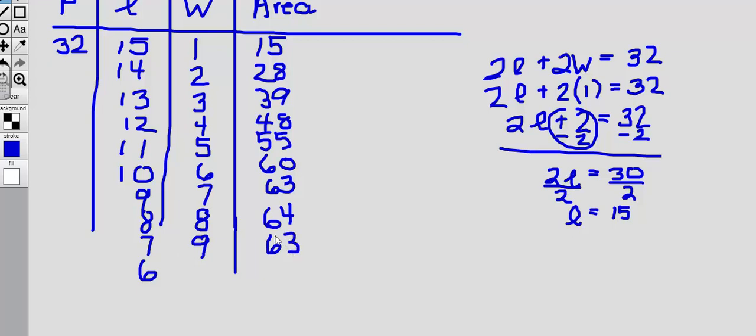Alright, so if we look at the number that's the biggest, and we look at the number that's the smallest, the question wants to know the difference between these two numbers. The only thing you have left to do to finish this up is to just take the 64, subtract 15, and then you'll have your answer for that question.